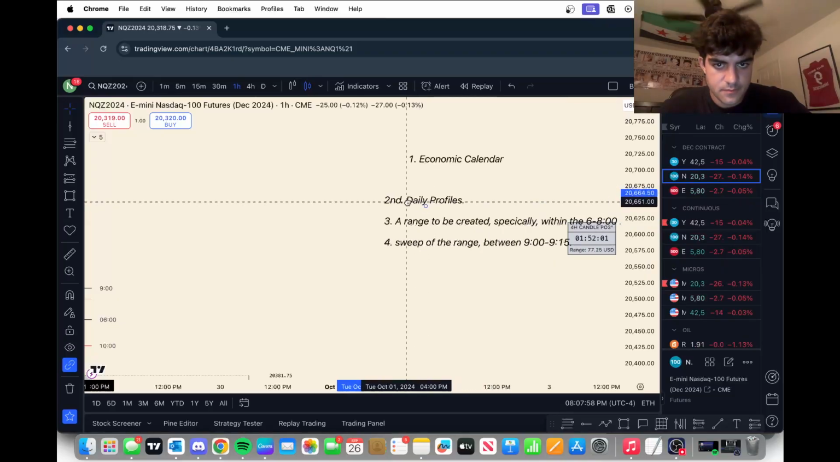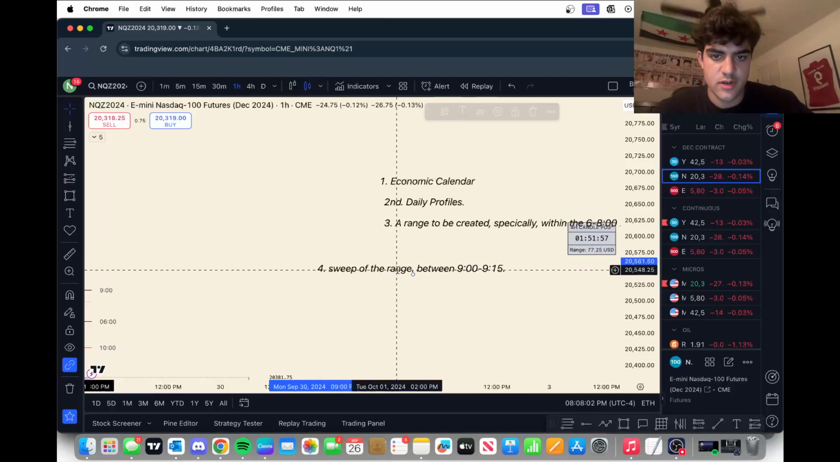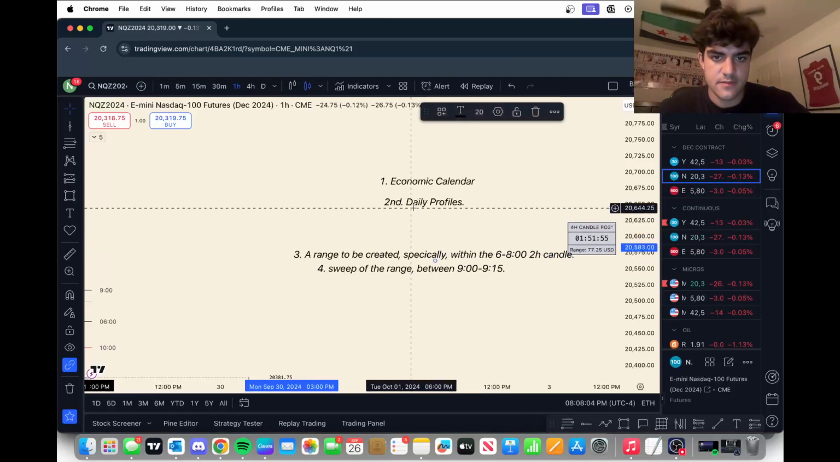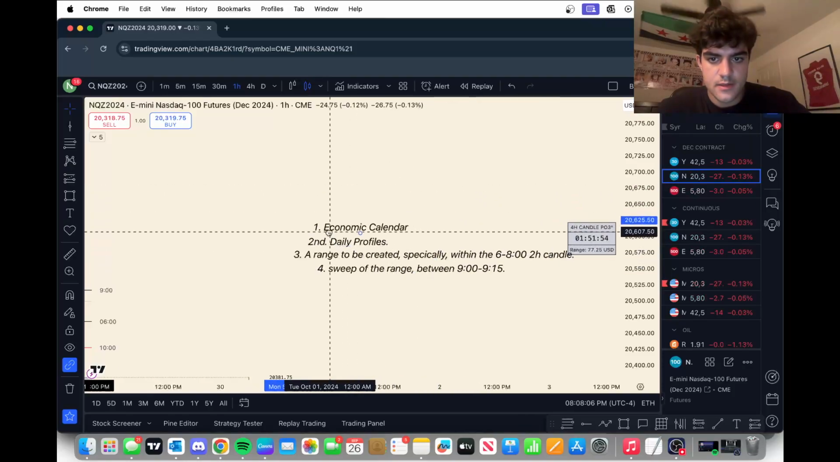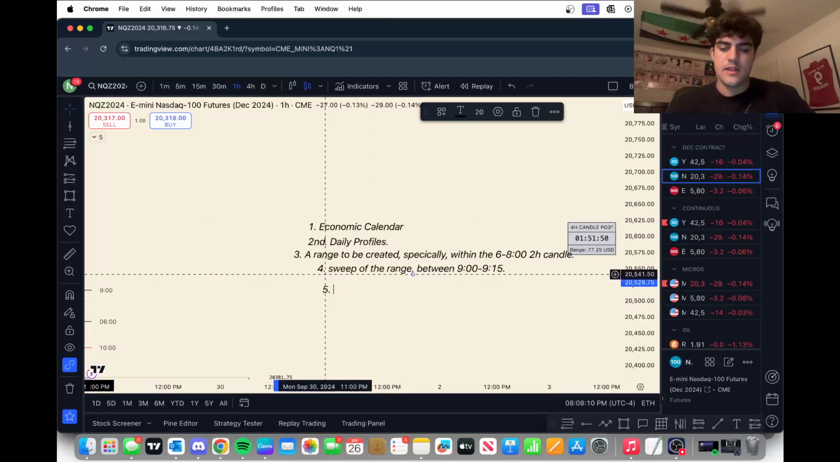Now, what are some other important things we want to note within this model, right? We want to note 5. Let's think of where we are most likely to reverse from. Is it a high time frame PD array?